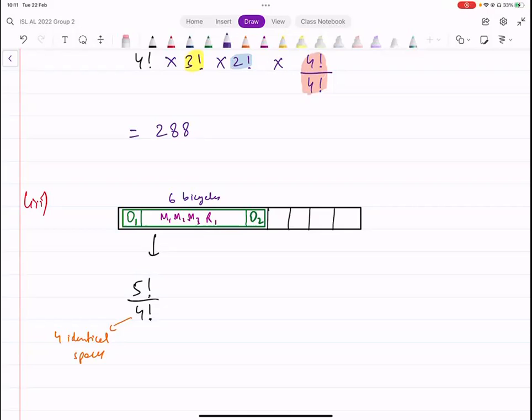वो हो गया. Now we look at these bicycles that we have inside. 4 दरमियान में आ रही है. How many number of ways do we have for them? 4 factorial. So we multiply by 4 factorial. But then we can also arrange these ordinary bicycles. That's 2 factorial.